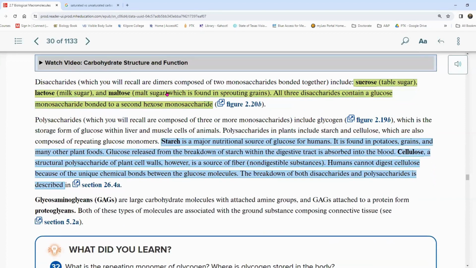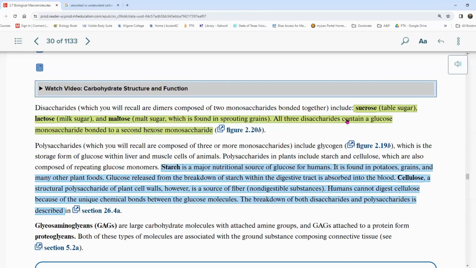And then maltose is essentially malt sugar, which is found in grains. So like malt liquor, or liquor that is made, like corn whiskey or moonshine, the maltose is the sugar that the bacteria is feeding on that's making the alcohol.